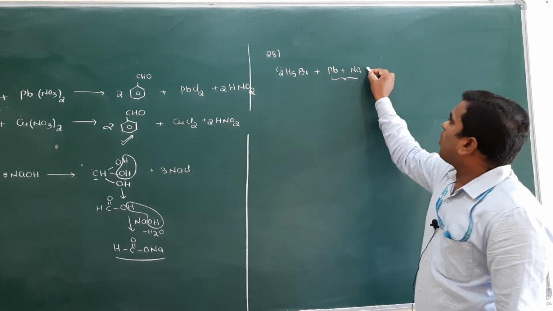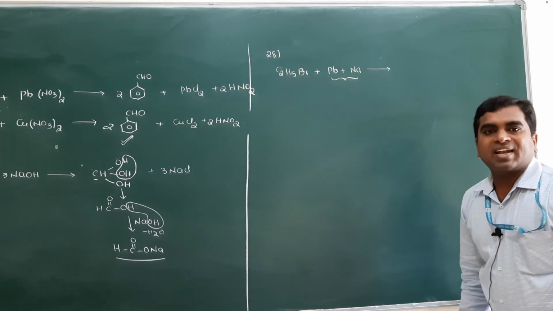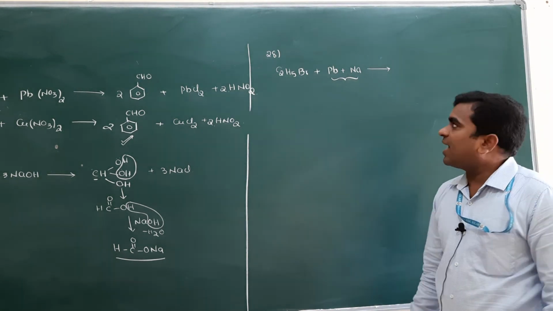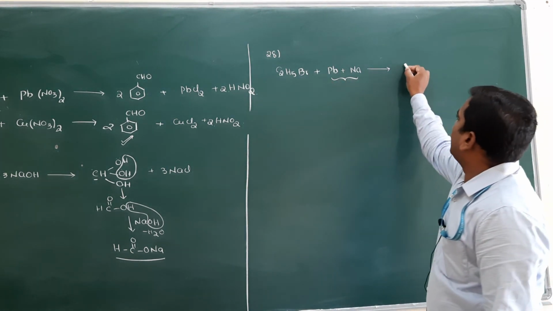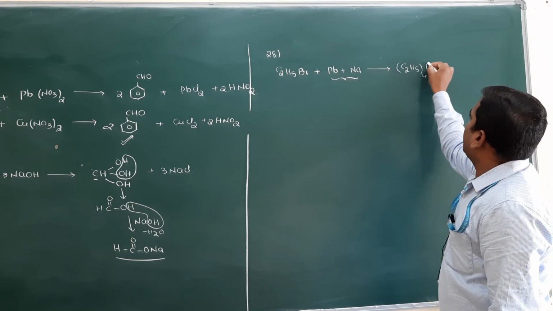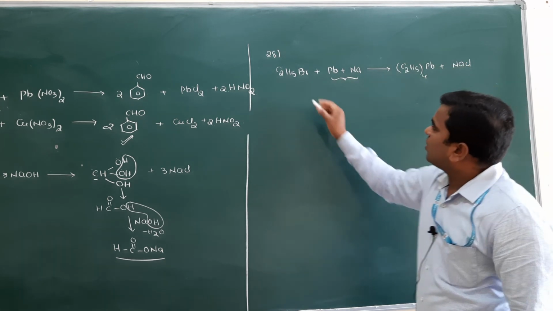Clear? So now what product will you get here? In the alloy formation, you will get tetraethyl lead. Tetraethyl lead, you might have studied this in the first year only. And Pb, clear? Plus you will get NaCl.